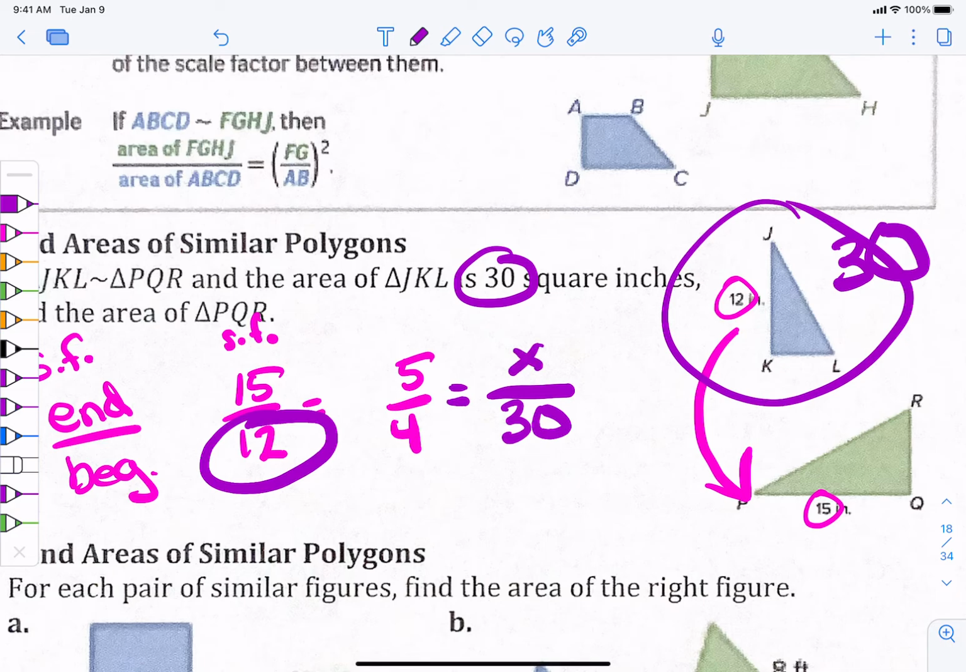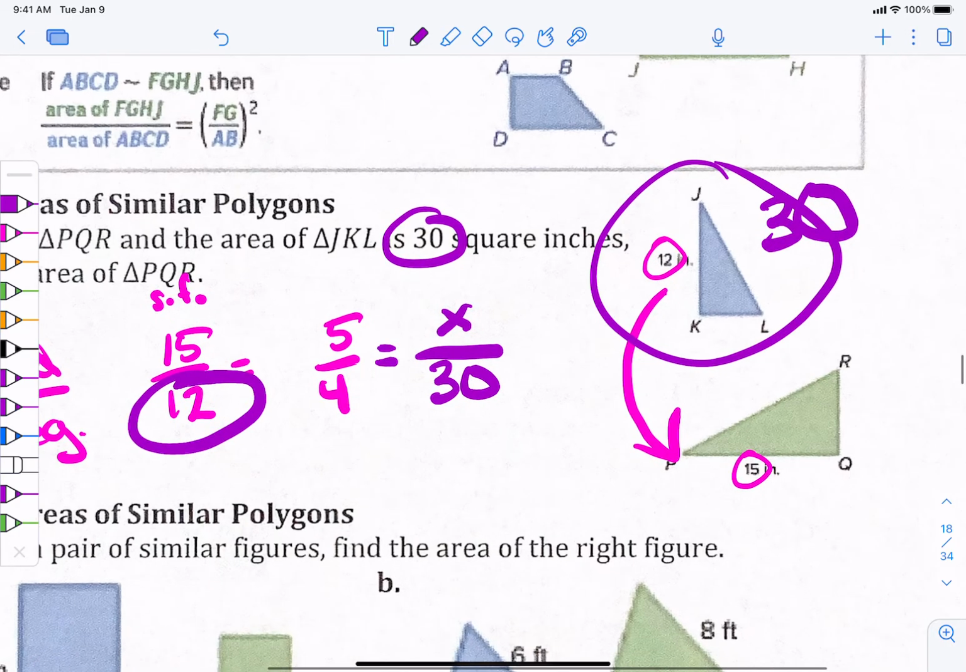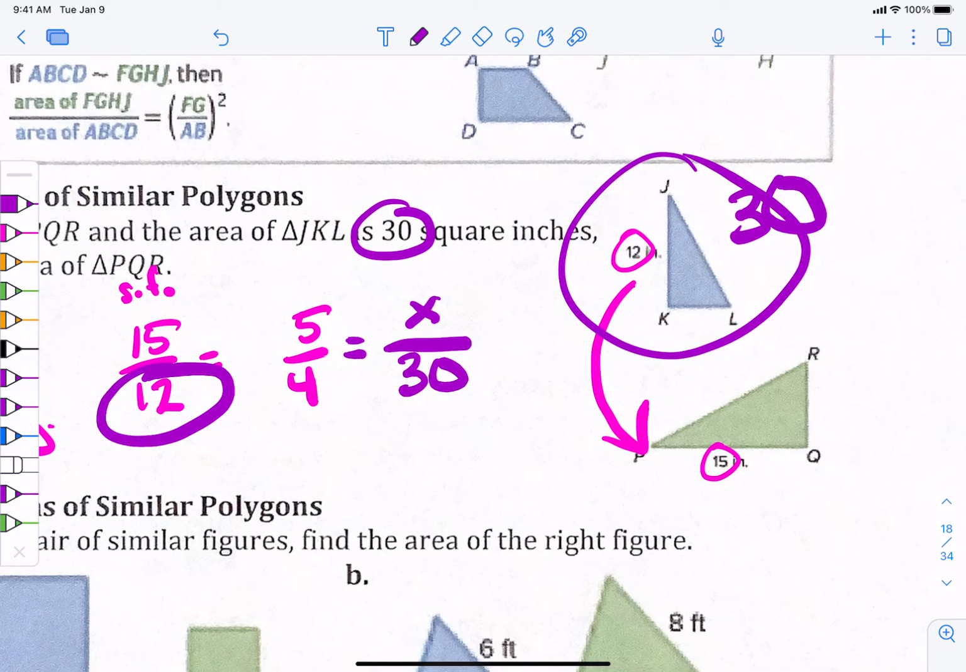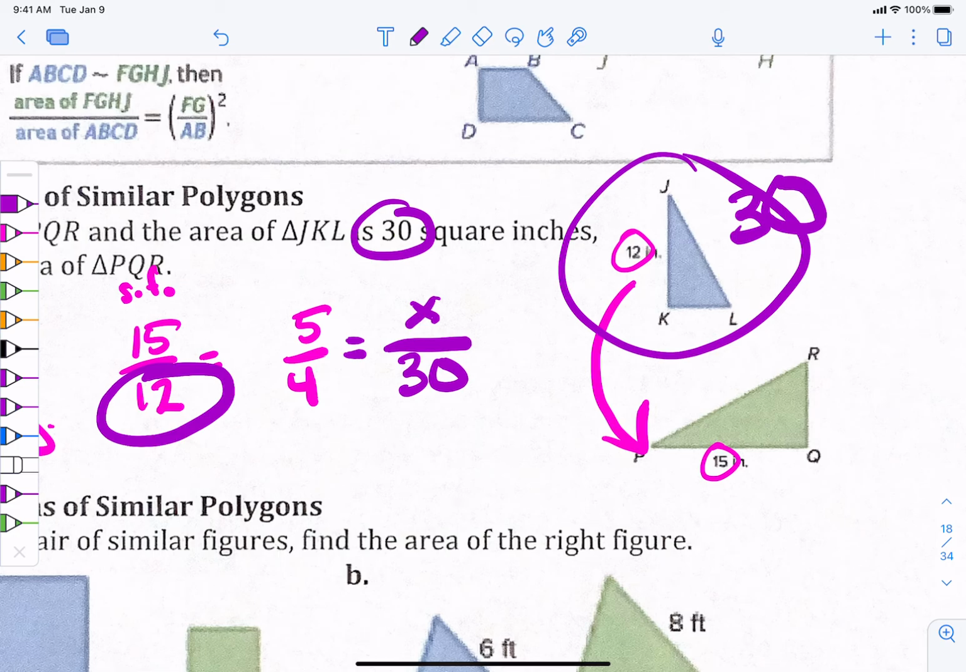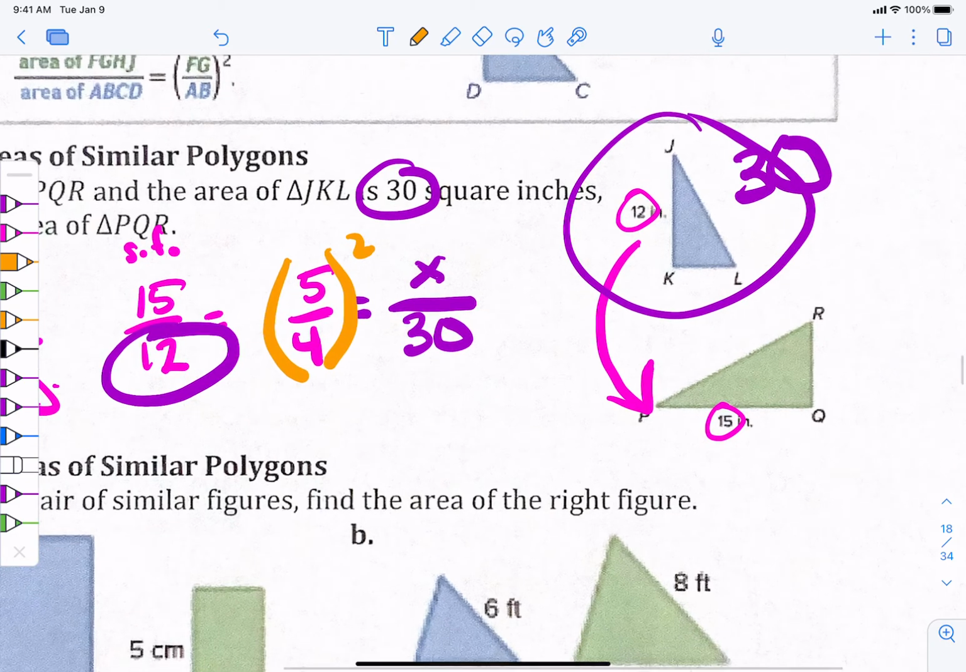Now, here's the deal, though. We're dealing with area, so it's not just this proportion. We're going to set up this proportion, and then we're going to cross multiply and divide. Well, you've got to square this side, right? Because the scale factor squared makes the area. The area was 30, so we have to square the scale factor.